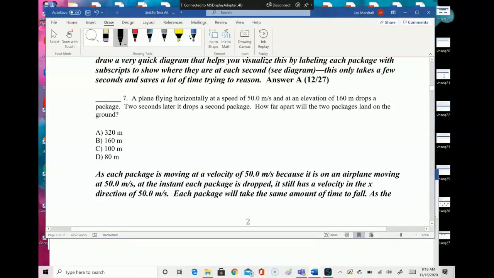I expect more than half of you to get this correct. These are definite applications of these principles, right? A plane flying horizontally at a speed of 50 meters per second and at an elevation of 160 meters drops a package. Two seconds later, it drops a second package. How far apart will the two packages land on the ground?